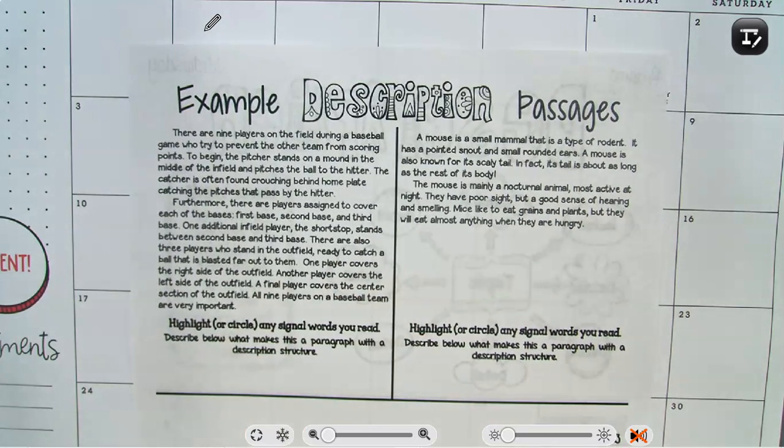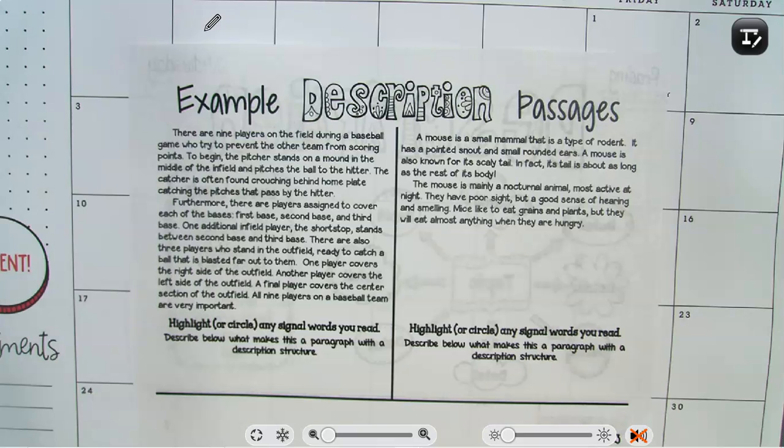There are 9 players on the field during a baseball game who try to prevent the other team from scoring points. To begin, the pitcher stands on a mound in the middle of the infield and pitches the ball to the hitter. The catcher is often found crouching behind home plate, catching the pitches that pass by the hitter. Furthermore, there are players assigned to cover each of the bases, first base, second base, and third base. One additional infielder player, the shortstop, stands between second and third.